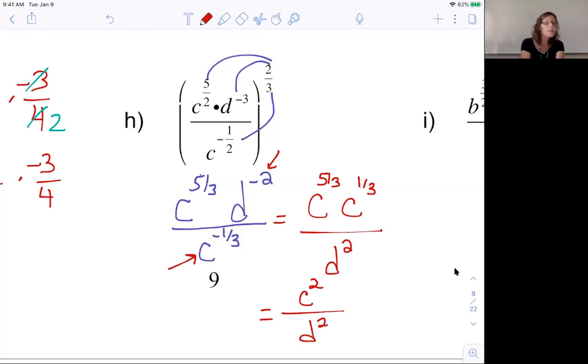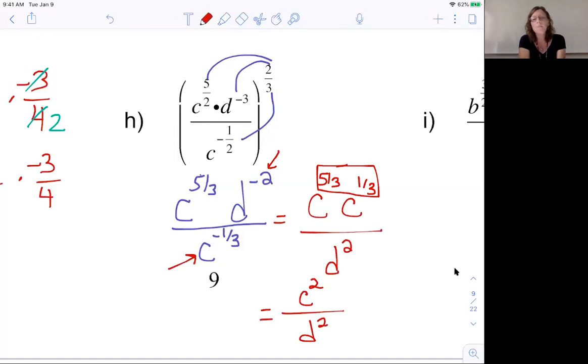So it looked like a mess when we started with it, and now we have whole number exponents. So c squared over d squared. Remember, you're adding these exponents, no longer multiplying. So we add those exponents because the variables are being multiplied.